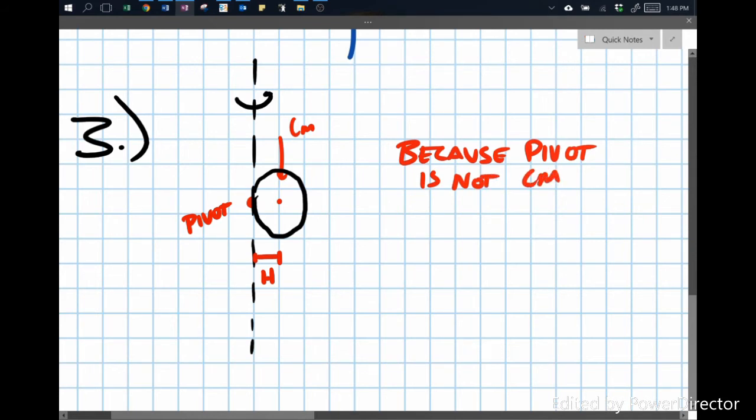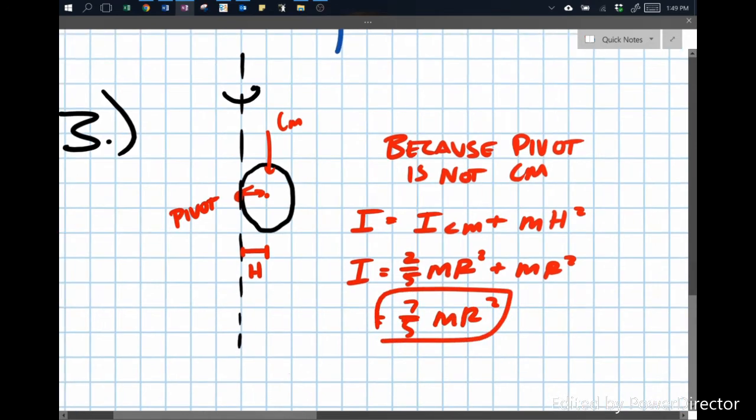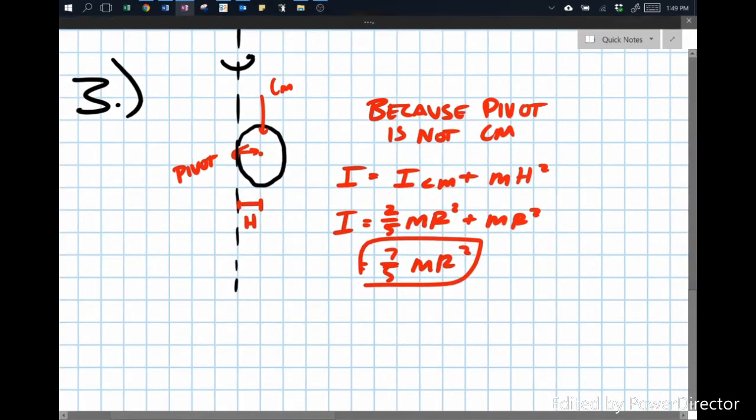Because the pivot is not the center of mass, we have to use the parallel axis theorem. So, the rotational inertia about the center of mass is 2/5 mr squared. Our h is that distance right there. What does that make the h? That makes it r. So plus mr squared. So 2/5 mr squared plus mr squared, 7/5 mr squared.